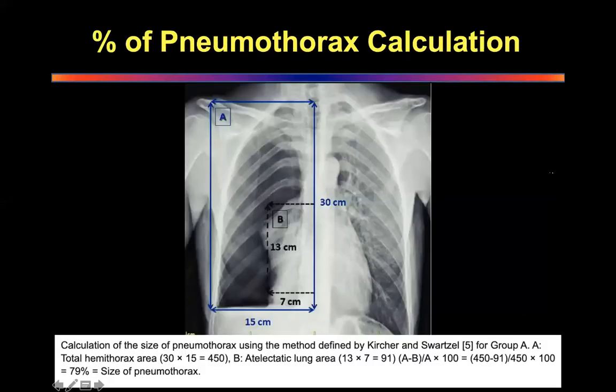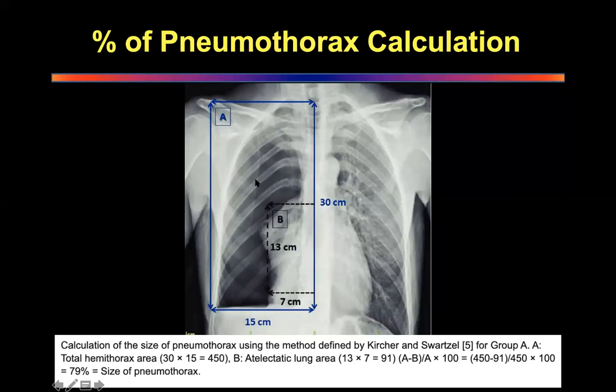So this is the way you calculate. Again, this I put in, this is not part of the lecture per se, but this is for Adnan's request. How do you calculate the percentage of pneumothorax? So what you do is you take in the chest x-ray and you draw the lines A. Can you see that? So height and width. And then height into width will give you a number A. So you have to multiply 30 by 15, which gives you A.